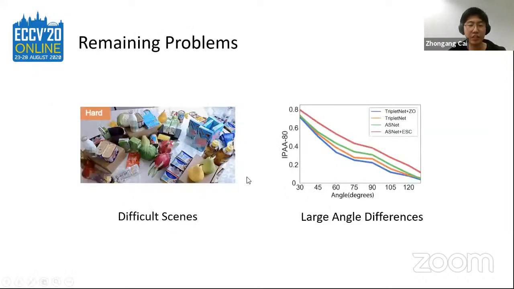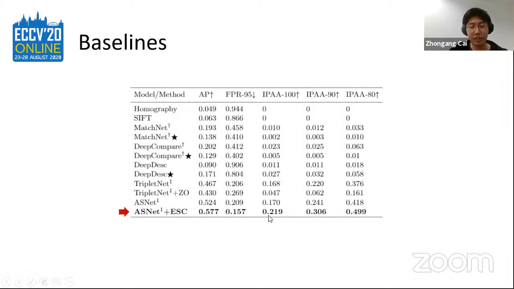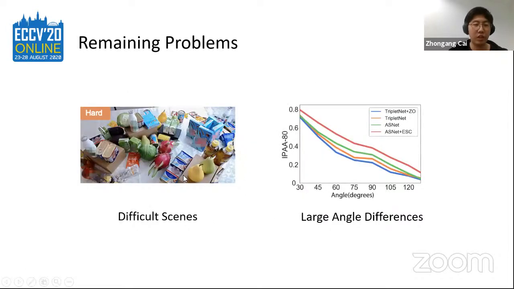Okay, so we have developed ASNet, and we are achieving reasonably good results. Over here, what are the remaining problems we realized during our development of ASNet? First of all, difficult things. We have the hard subset, and a lot of things are pretty difficult. We will elaborate later. And also the large angle differences, because when we have 9 cameras, more often than not, 2 cameras are viewing the scene from very different angles.